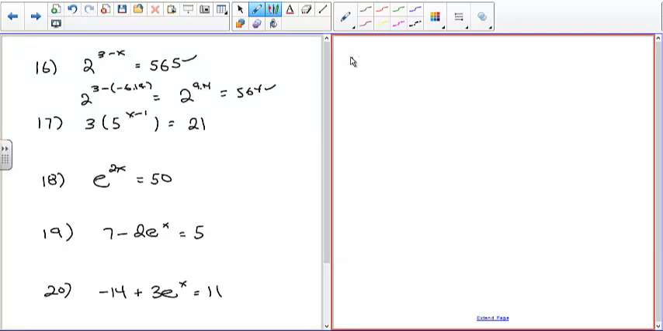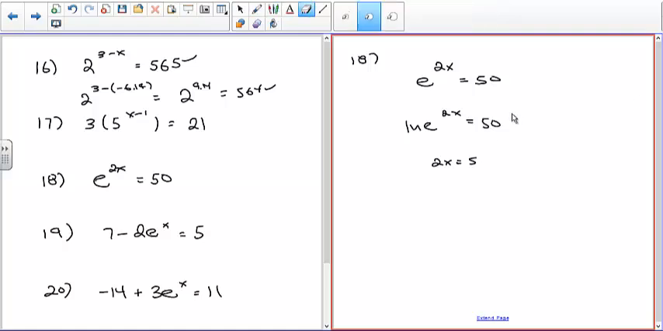Okay, number 18, I've got e to the 2x equals 50. Again, it's an exponential problem, so take the natural log of both sides. Natural log of e to the 2x, since these are the same base, we can use the inverse properties of logarithms and exponentials of the same base. So here you get 2x equals the natural log of 50. I forgot to take the natural log of both sides, which I didn't do.